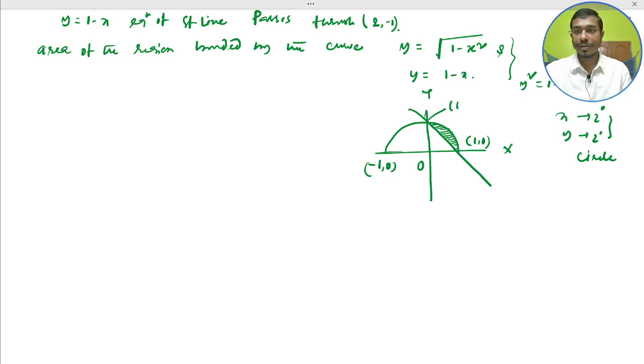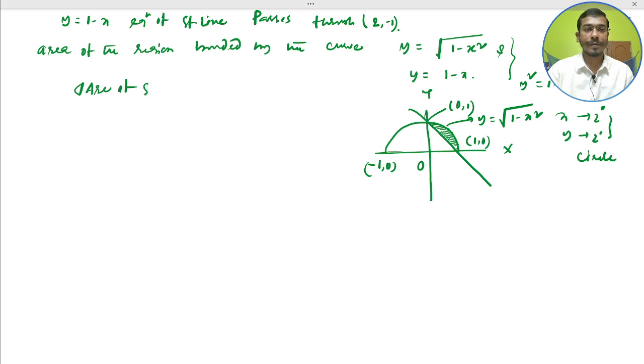So here this point is 0, 1. Obviously this should be 1, 0. We just write. So now, this is y equal to root over 1 minus x square. So area of this shaded region equal to area of first quadrant of circle, this one, minus this triangle area.